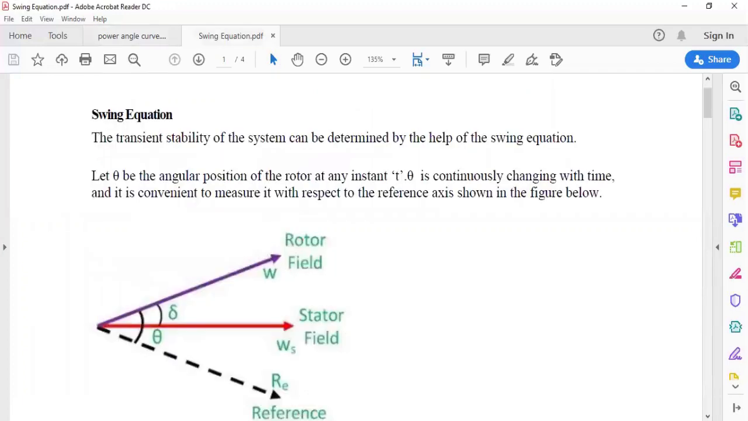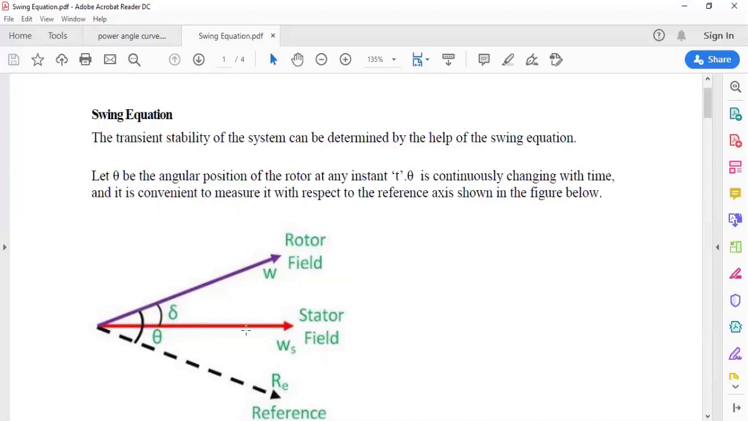Now come to the swing equation. Initially under normal conditions, the angle between the rotor magnetic field axis and the stator magnetic field axis is constant when there is no variation in the load. Now what happens if there is a sudden load change? The speed of the machine will change, meaning the speed of the rotor will change, which means that delta will change.